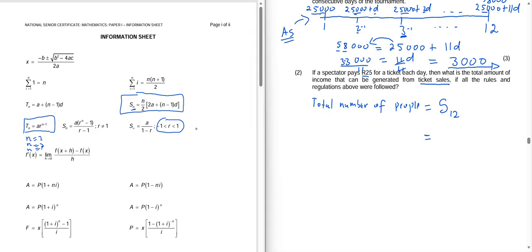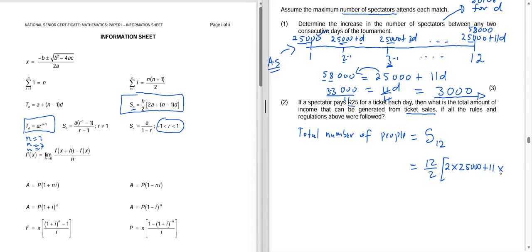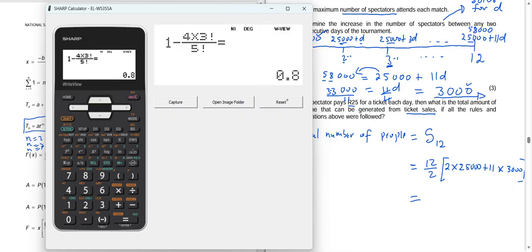Meaning n is 12, we replace with 12, we divide by 2, we open the bracket, 2 times a. A is the first term of the sequence, which is 25,000. And then plus n minus 1, which is 12 minus 1, that is 11, and then times D, the one that we solved, which is 3,000, the common difference. And then let's see what we get when we bring our calculator.